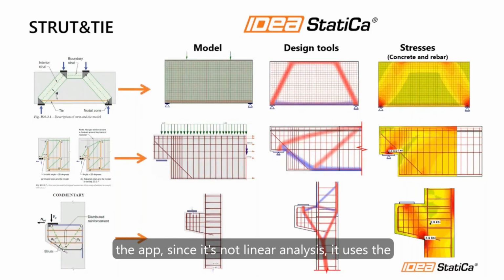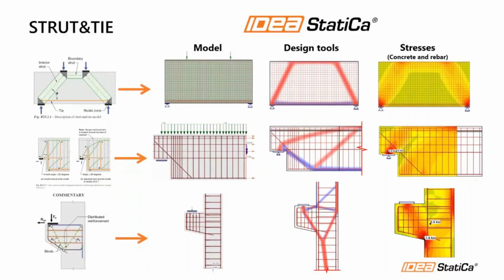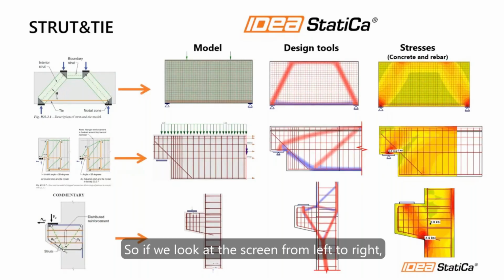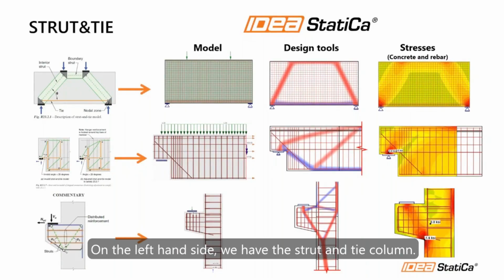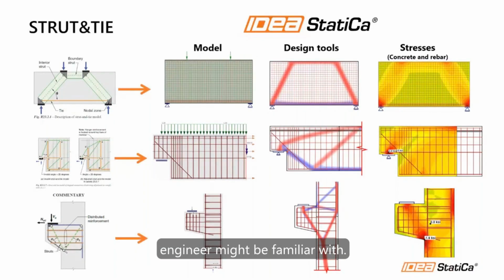Here, since it's not linear analysis, the app uses the assumptions that concrete does not act in tension and that all tension must be transferred by the reinforcement. So if we look at the screen from left to right, you can see how this workflow will play out. On the left-hand side, we have the strut and tie column, and this is basically the kind of hand sketches that every bridge engineer might be familiar with.